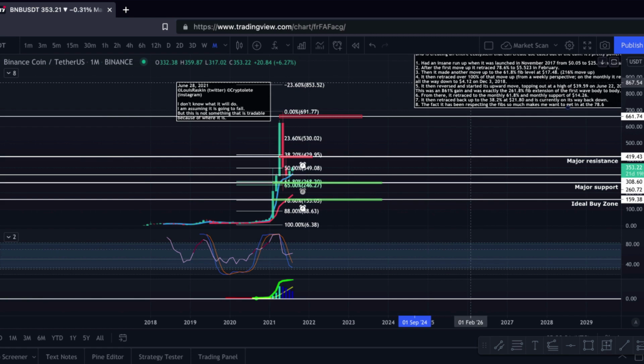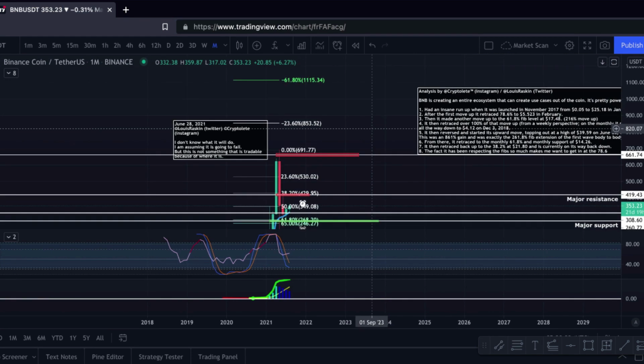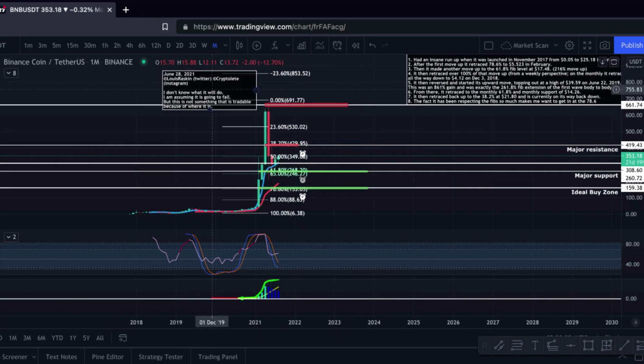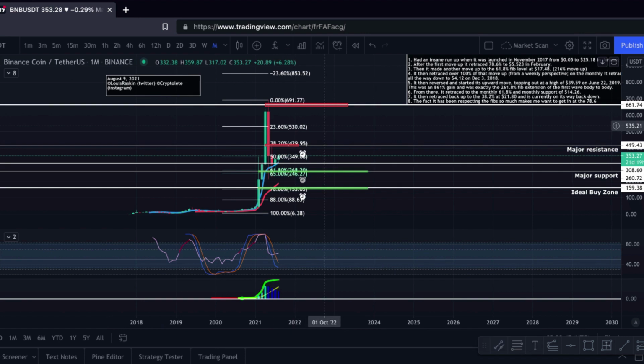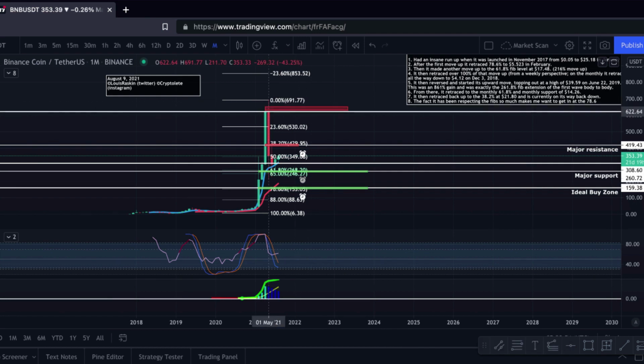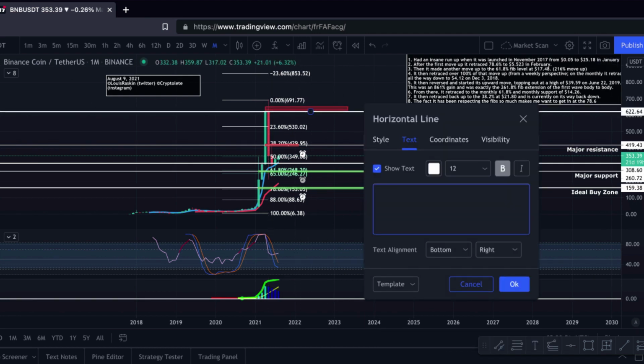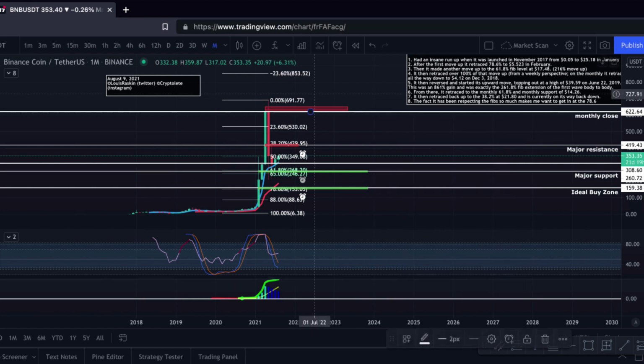So the first thing I do is look at the monthly charts. Firstly, let me change this to August 9, 2021. So I look at the resistance. This is the monthly. Let me bring this down right here. I'm going to say monthly close. So that's the monthly close right there.